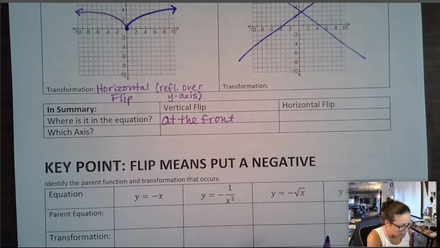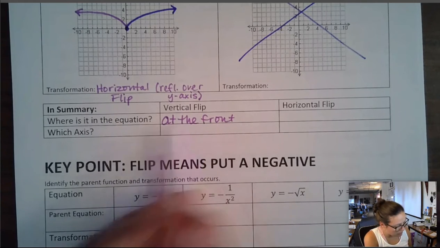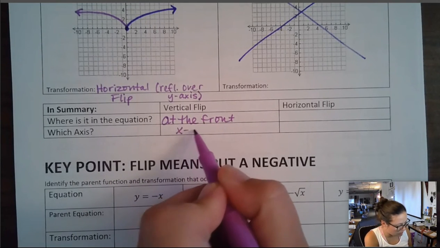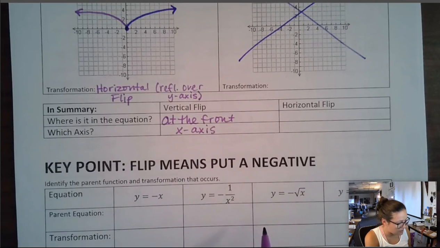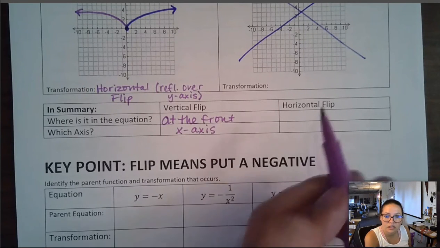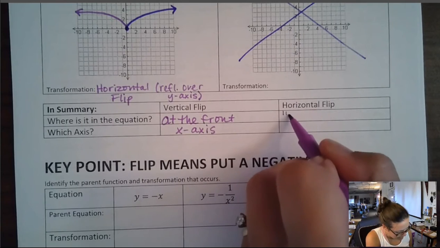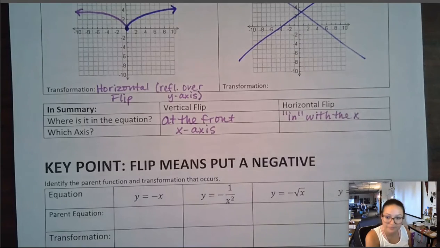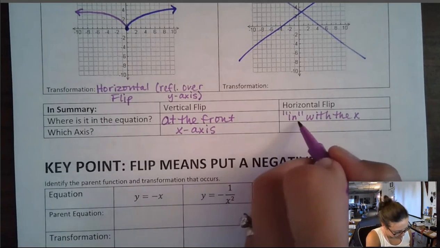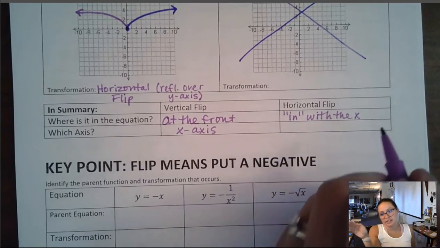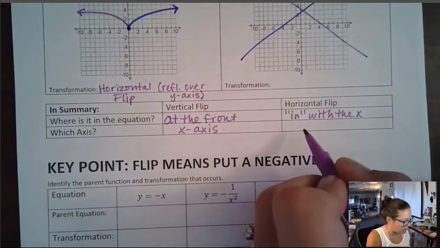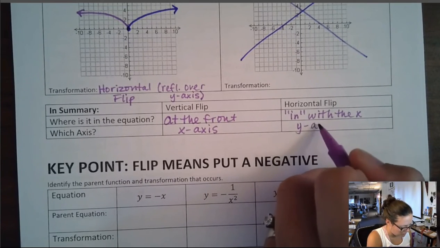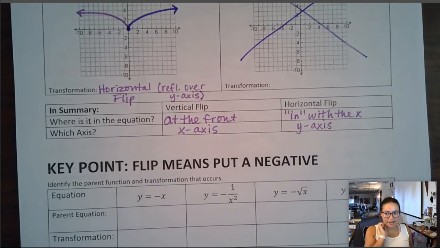Like in negative x squared or negative absolute value of x. And when we have a vertical flip, which axis do we flip over? We flip over the x axis. A horizontal flip is in with the x. It's in with the x. And when we do a horizontal flip from right to left or left to right, we are going to flip over the y-axis.